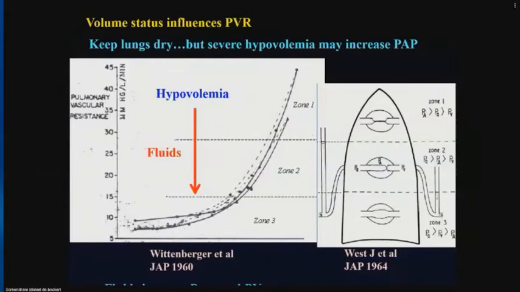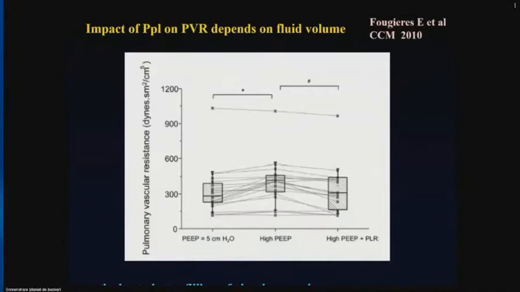It's not really conceptual. This is a very nice experiment from the group of Bicêtre, Jean-Luc Théboul and Xavier Monet, with Émilie Fougère. What they did is that they looked at pulmonary vascular resistance by increasing PEEP, and they saw indeed that in these conditions, there is an increase in the pulmonary vascular resistance here. But what they also did at a high PEEP, they did a passive leg raising test, so increasing the intrathoracic blood volume this way. And what they did in there is that they returned the pulmonary vascular resistance to the baseline.